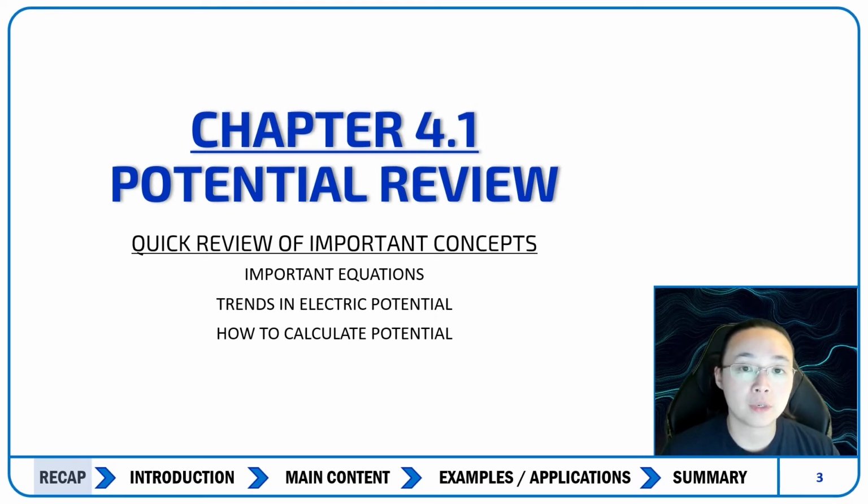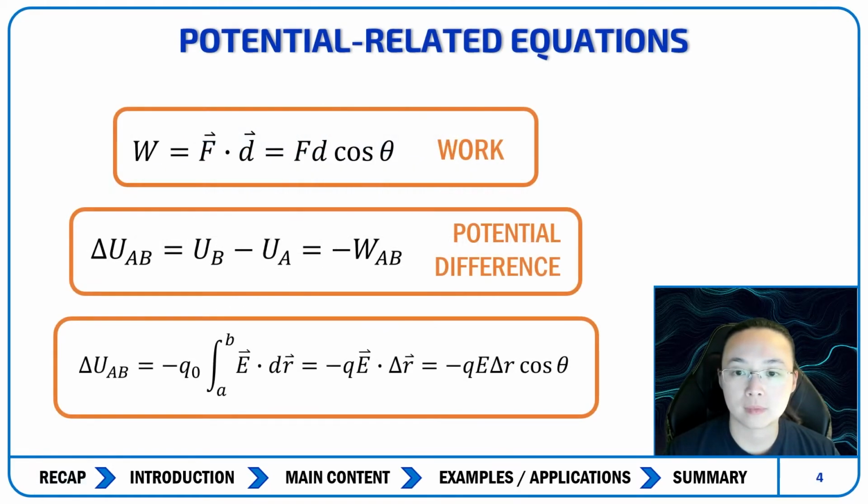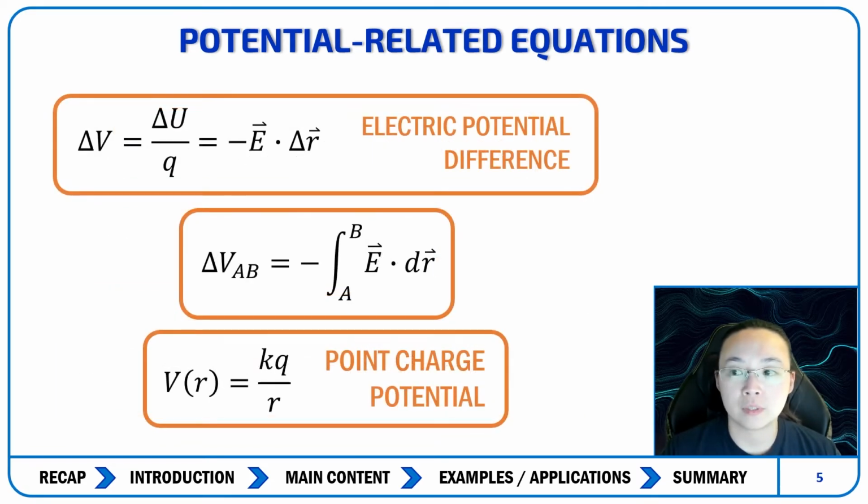I'm going to go through a few important equations and basically a very brief overview of trends to know about from electric potential, as well as how to calculate potential. So some equations that we learned about, we already know the equation for work. I don't have to go through that again. Potential difference. We did derive another equation for potential difference using an integral form. But most importantly, we were able to define the electric potential difference as the change in potential energy divided by Q. So it's the change in potential energy per unit of charge.